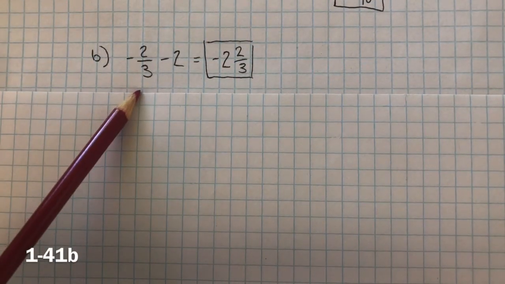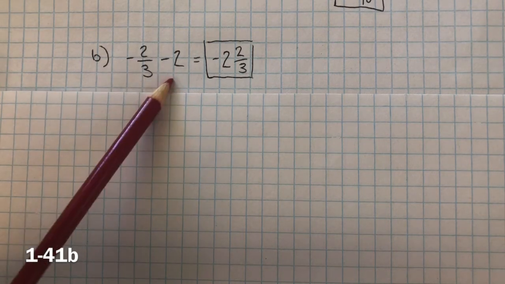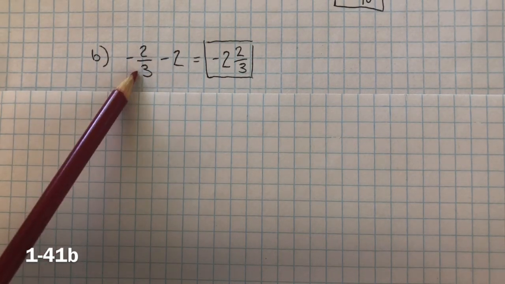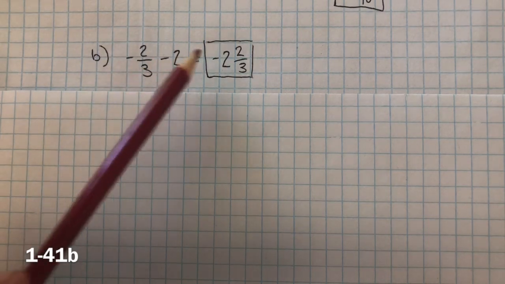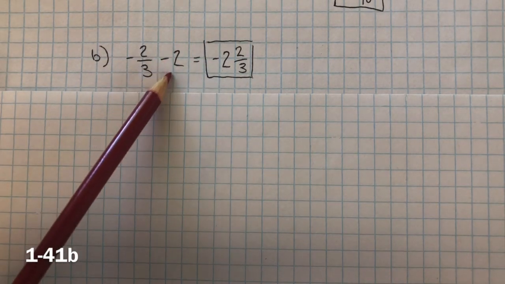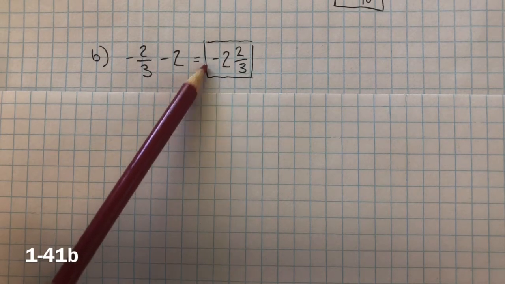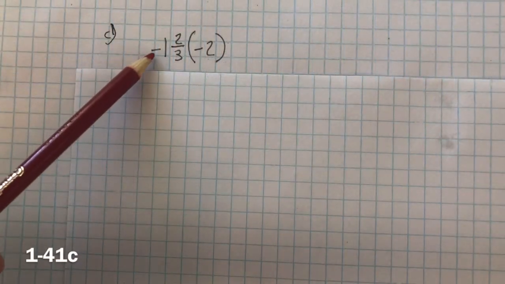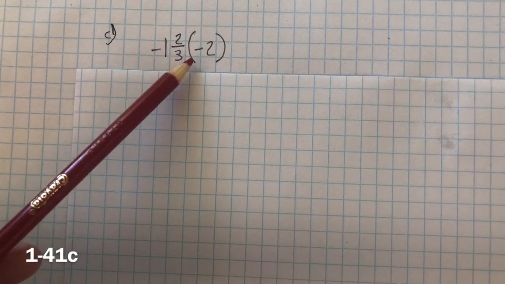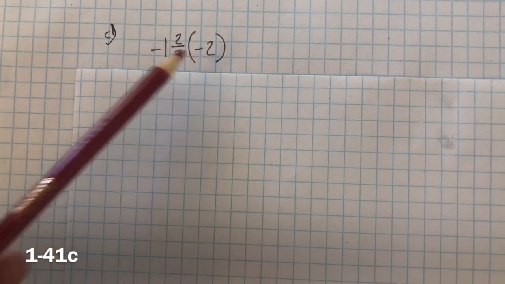For B, we have another dig situation. So we're just going to combine these two. We know they're both negative, so we know it's going to be a negative value. So we have 2 and negative 2 and 2/3. For C, we have negative 1 and 2/3 multiplied by negative 2.